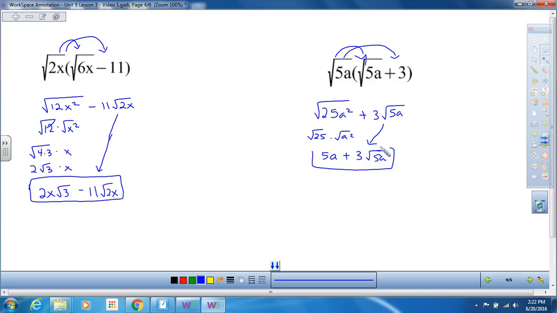Okay, so if you notice, if you do square root of 5a times square root of 5a, you're multiplying something by itself, which means you're squaring it. So if you square a square root, you get just what's underneath, which was 5a.